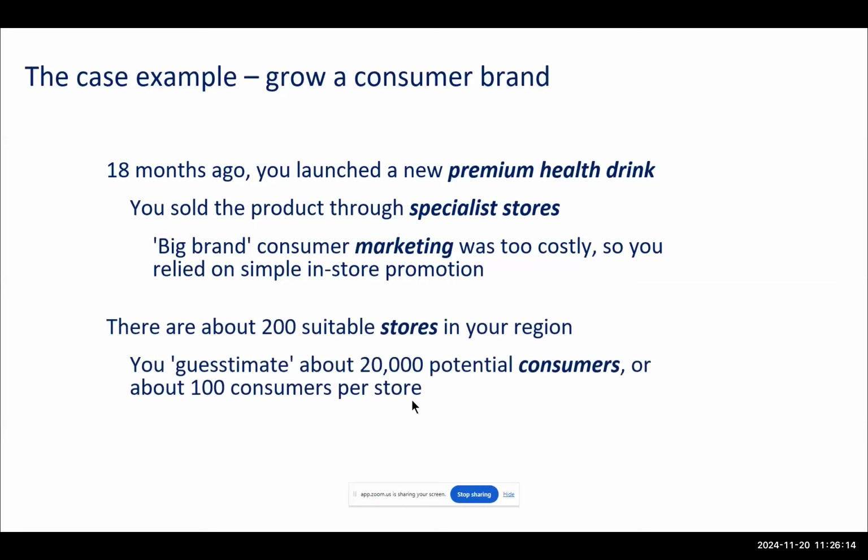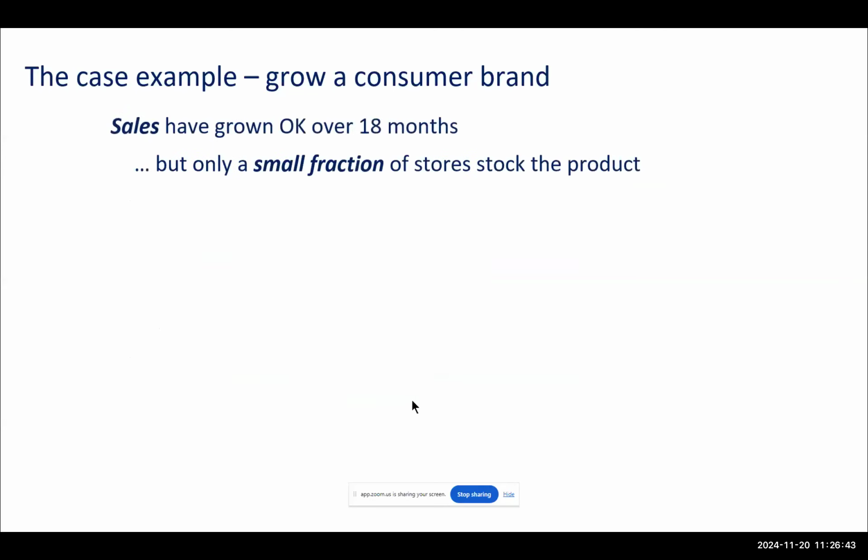And from the sales you've managed to achieve, and from talking to those stores, you guesstimate that there are about 100 potential consumers for each of those stores. Now that gives you a kind of universe of all of the potential consumers you could reach of something like 20,000 people. You could be wrong. I mean, it could be 50,000 or it could be 5,000, but the evidence you've got suggests that it's something like those numbers. What's happened so far? Well, sales have grown. You've kind of done okay for those 18 months. But in spite of your efforts, only a small fraction of those stores are actually stocking the product.